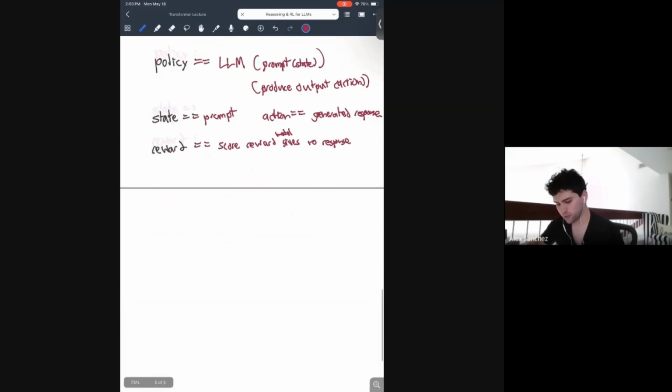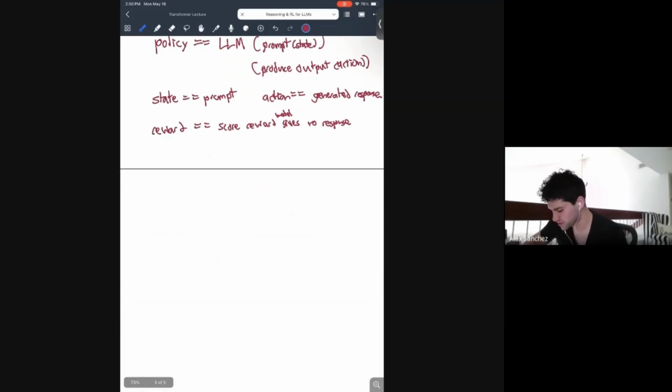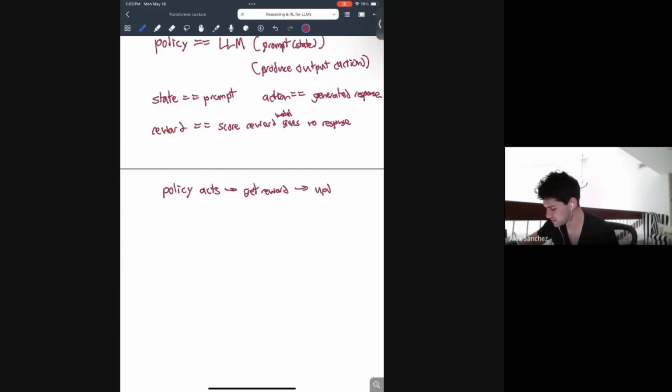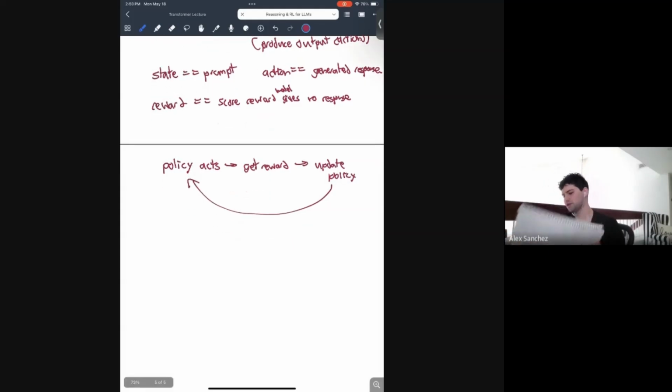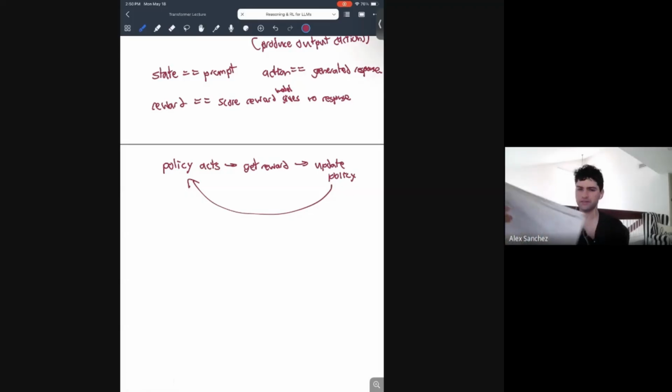And so the way this just works, we have our policy. What does our policy do? It acts, which gives it some reward. And then given that reward, we have to update the policy. And then we go again and again and again. That makes sense, I hope.